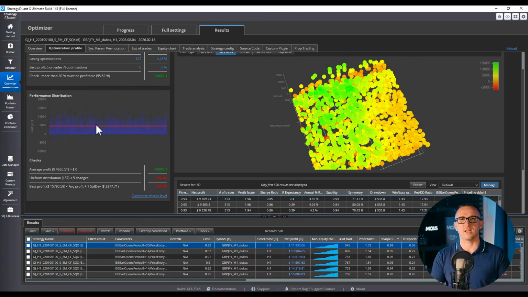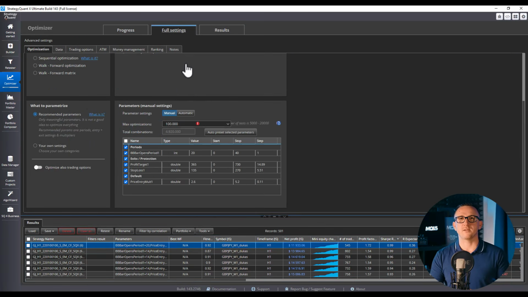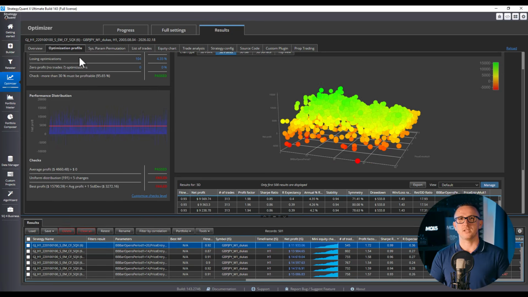In StrategyQuant X, this is done automatically for every optimization, whether it is a simple optimization or a walk forward. Inside the results section, you will see a tab called Optimization Profile. Now, here's what I personally look at as a trader.